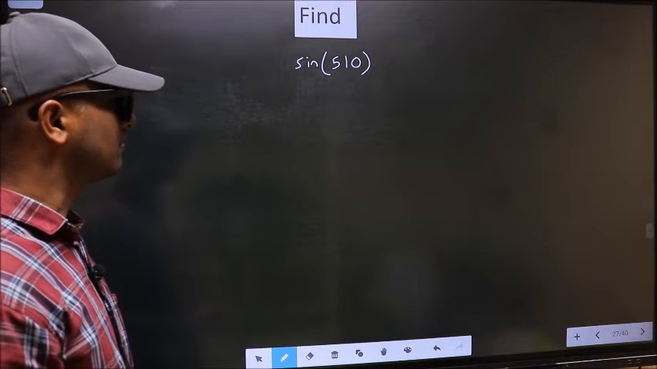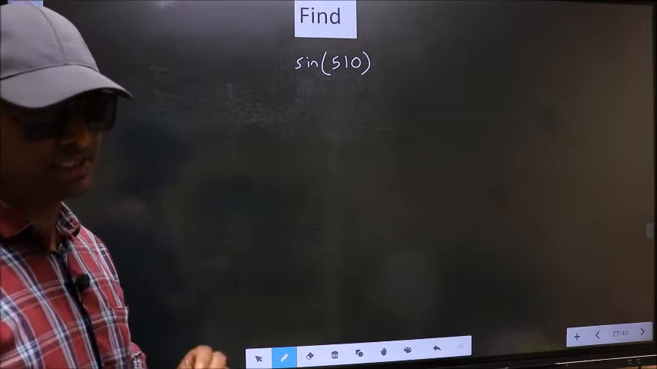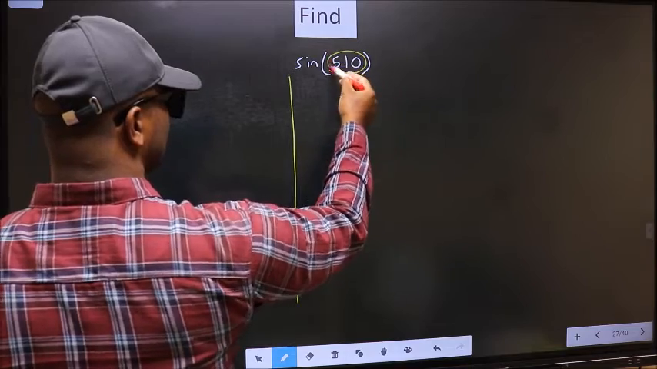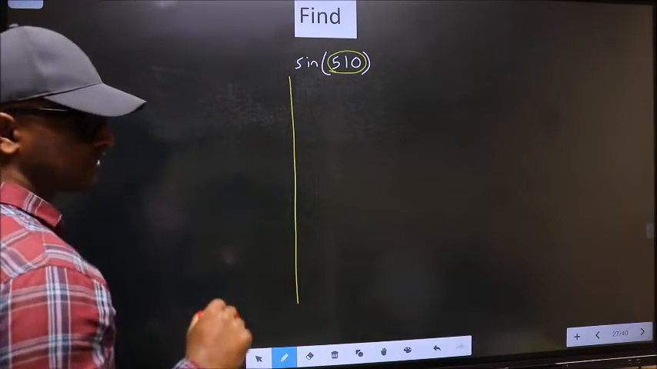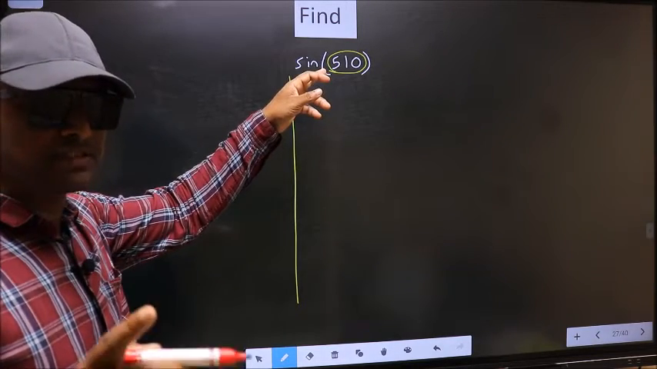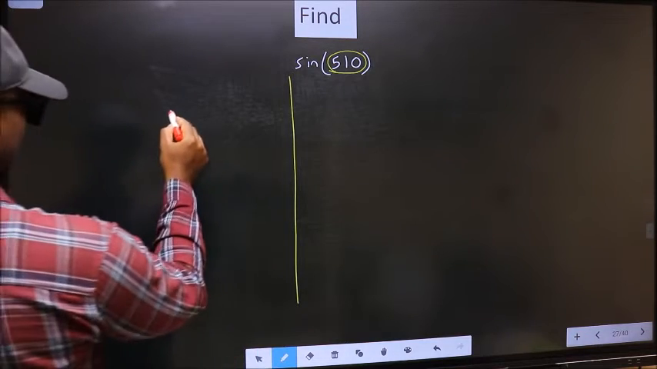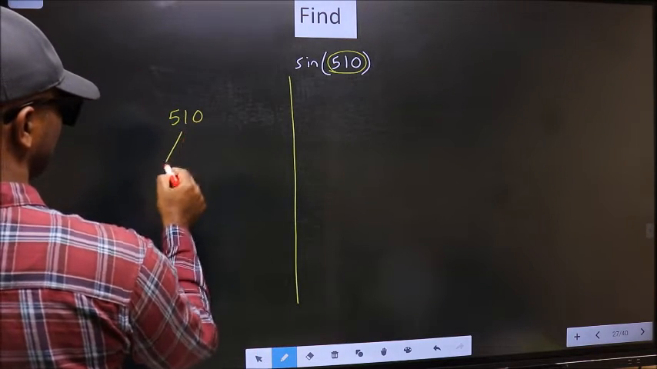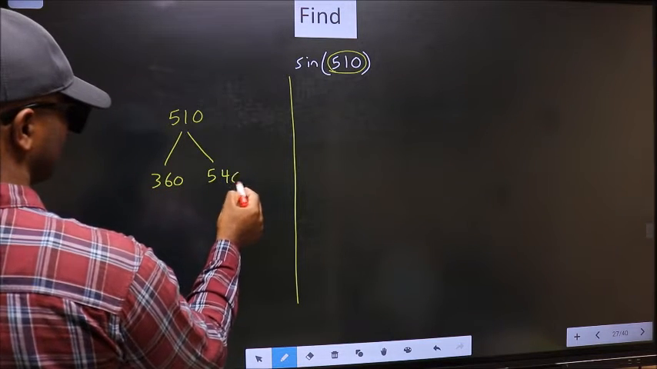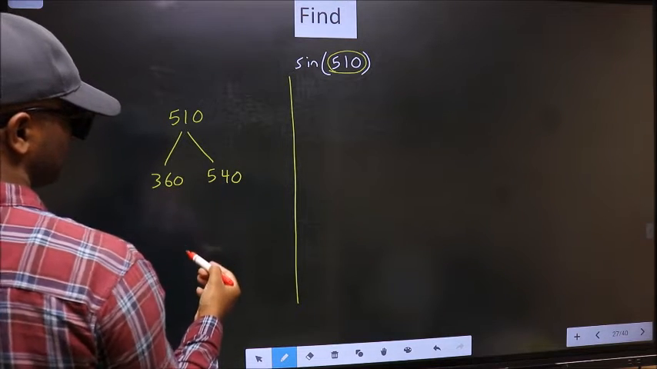Find sine 510. To find this, we should follow this method. See, here we have 510. Now you should check, 510 lies between which two multiples of 180? What I mean is, 510 lies between 360 and 540. This is 180 into 2 and this is 180 into 3.